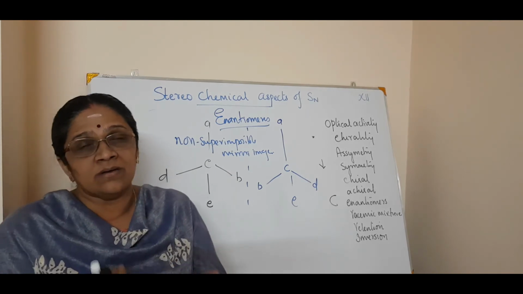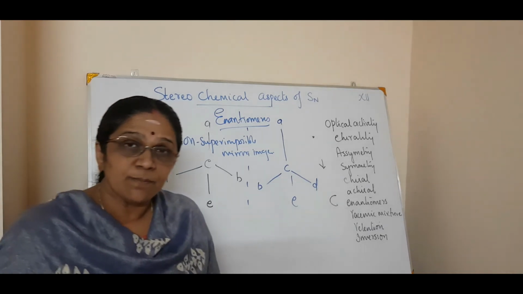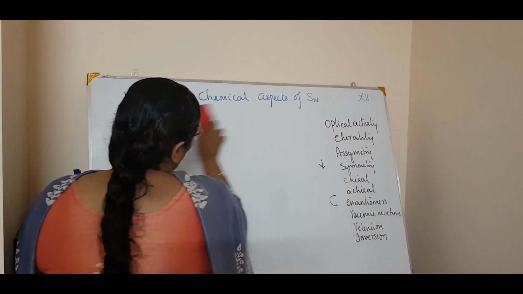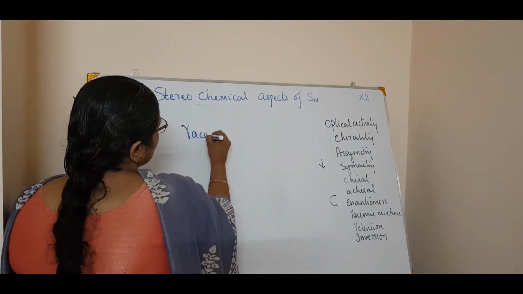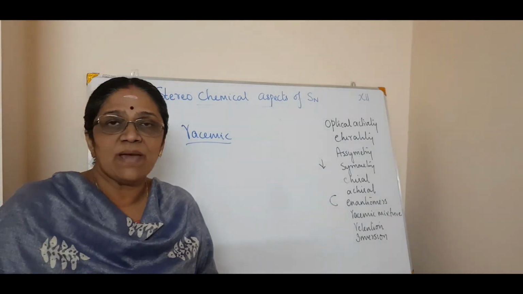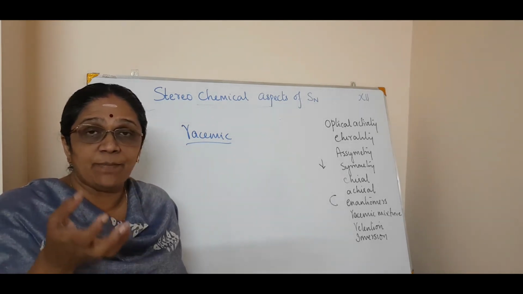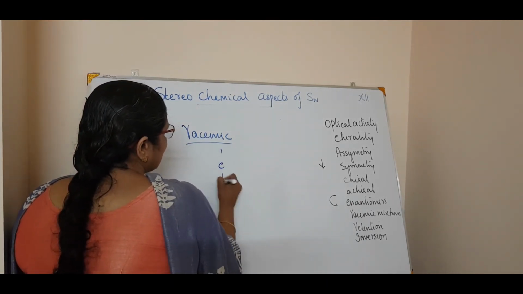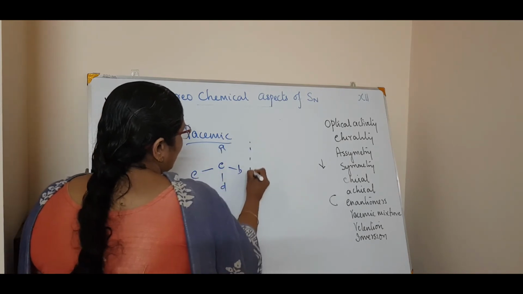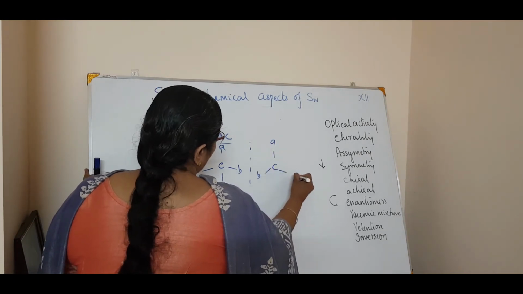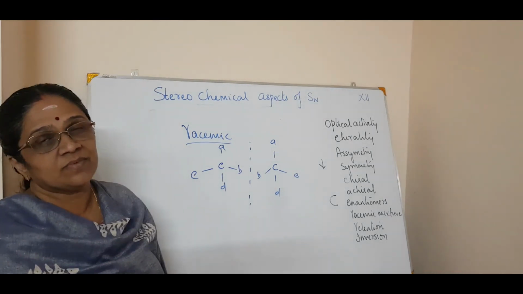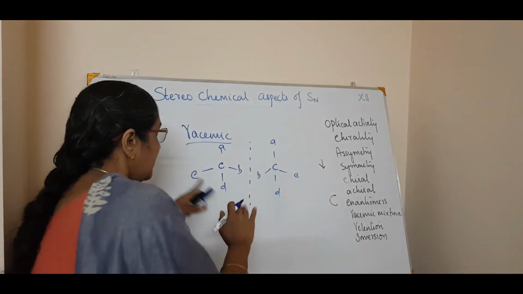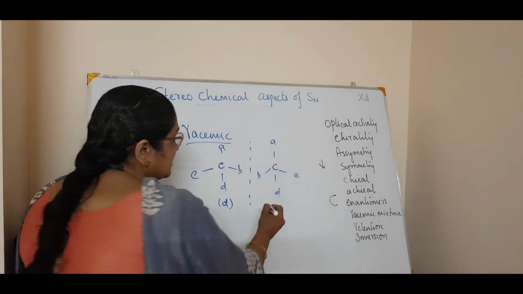Now one more terminology, called a racemic mixture or racemic modification. What do we mean by a racemic mixture or racemic modification? Imagine I have enantiomers, for example A, B, D, E, and its enantiomer A, B, E, D. These two are enantiomers. They differ only in optical rotation. Let us assume this one is dextrorotatory and the other is levorotatory.